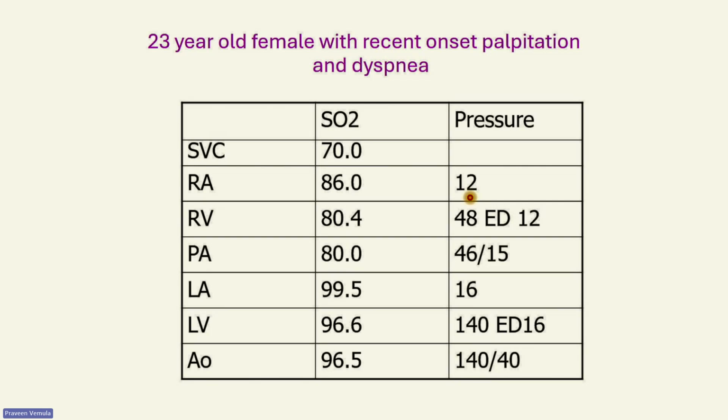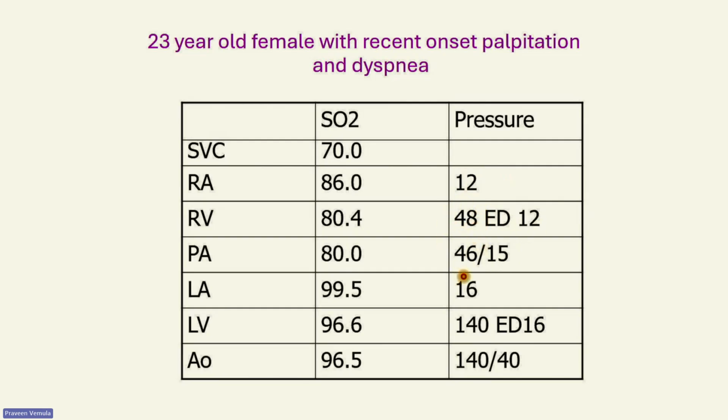Then left side circulations are all okay? Yes, sir. They are all normal. So what is the oximetry finding you have? Step up at the right atrial level. Okay, now you go to the pressure. RA mean is significantly raised. RV pressure is also raised. RVEDP is raised.